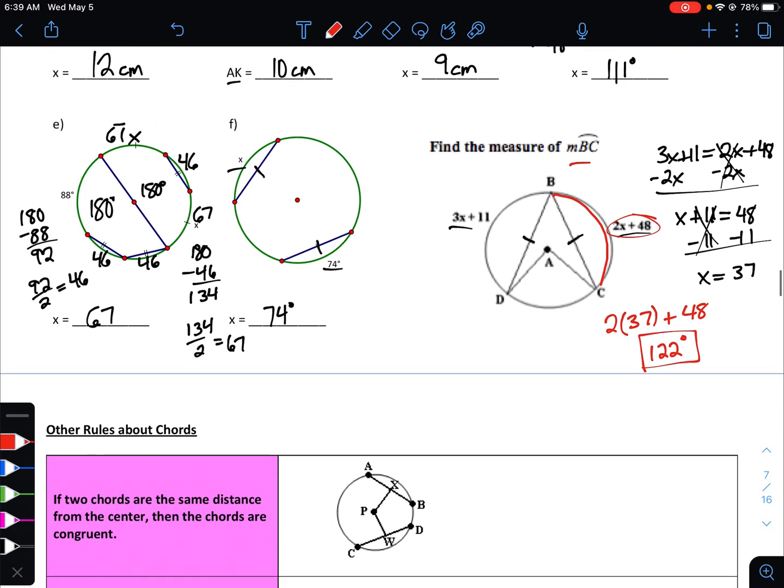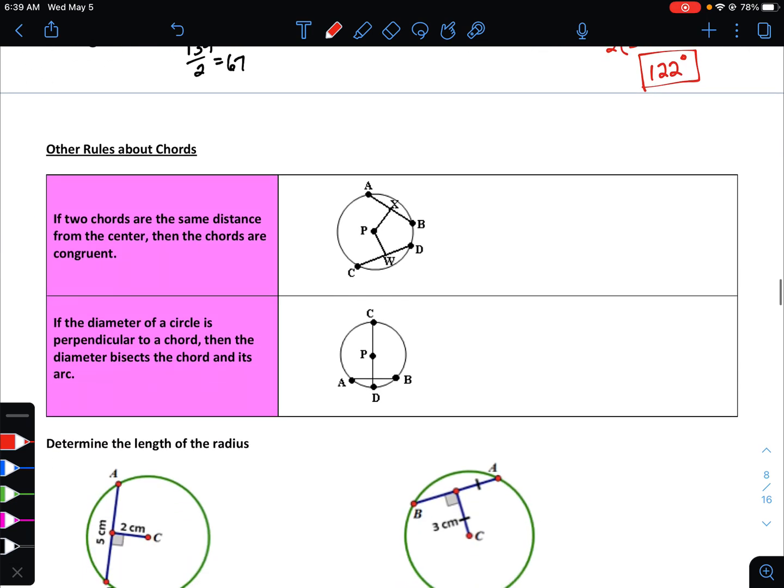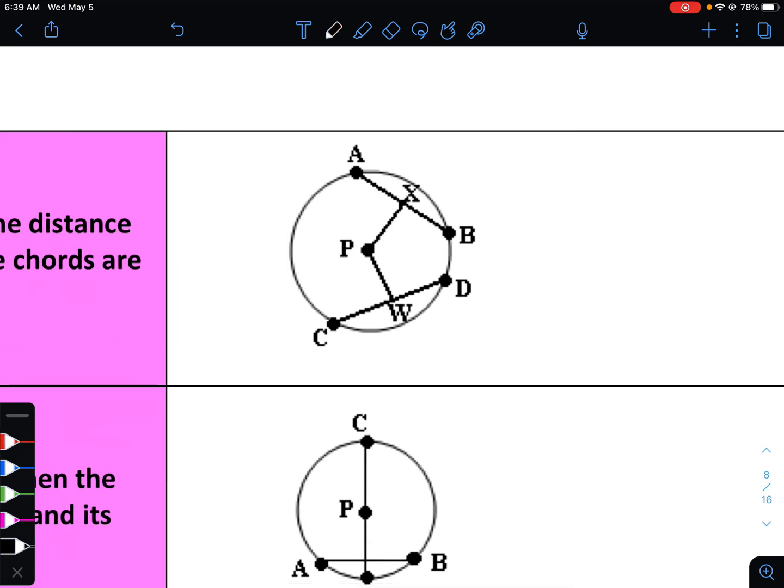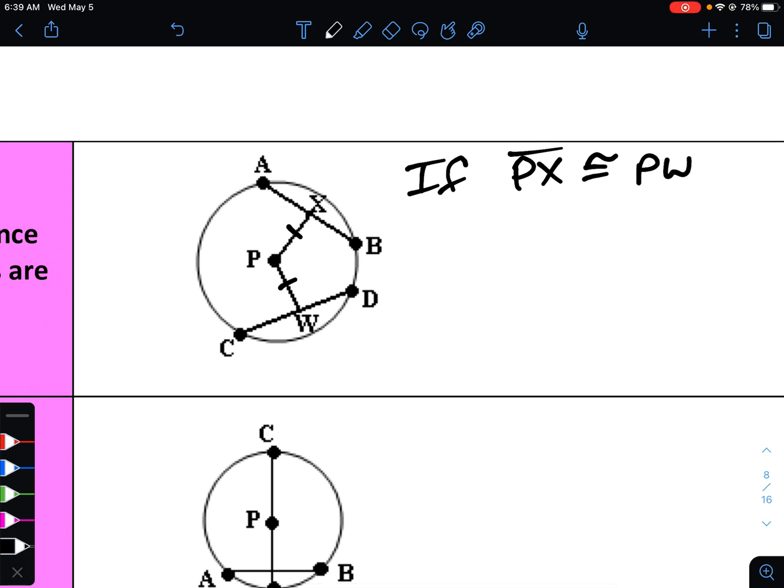Okay, so some additional properties of chords to talk about. If two chords are the same distance from the center, then the two chords are congruent. In other words, if you knew that the distance right here was the same from P to X as it was to P to W, then you'd be able to say that your chord CD was congruent to your chord AB. So again, if PX was congruent to PW, then we could say that AB is congruent to CD.